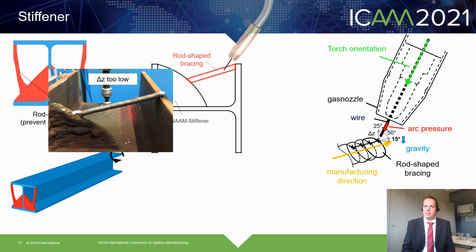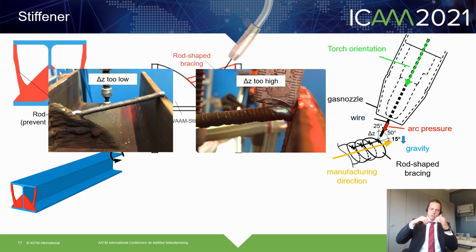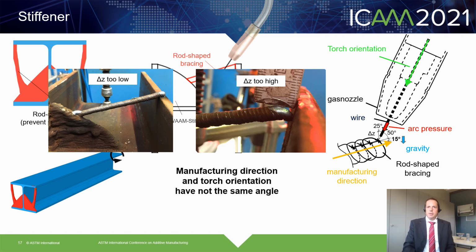And if delta Z is given too high to the robot, the angle of the bracing would be less, as we would print more underneath or sideways to the bracing. It also could happen that the wire misses or the fluid steel would drip down. So to sum it up, if the manufacturing direction and the torch orientation don't have the same angle, then the layer height delta Z must be known exactly. And here we talk about up to 1/100th of a millimeter when manufacturing the whole bracing at once.